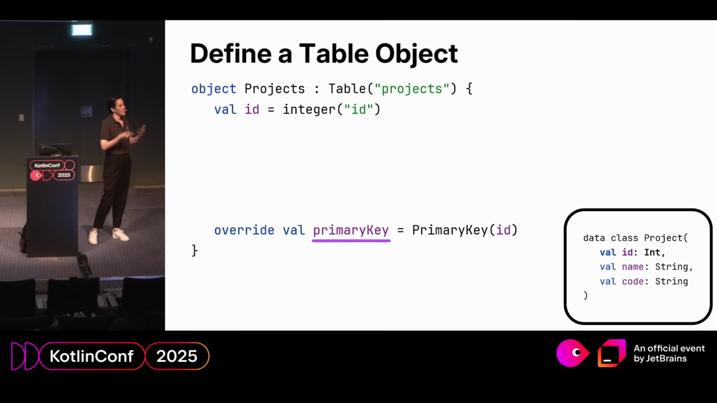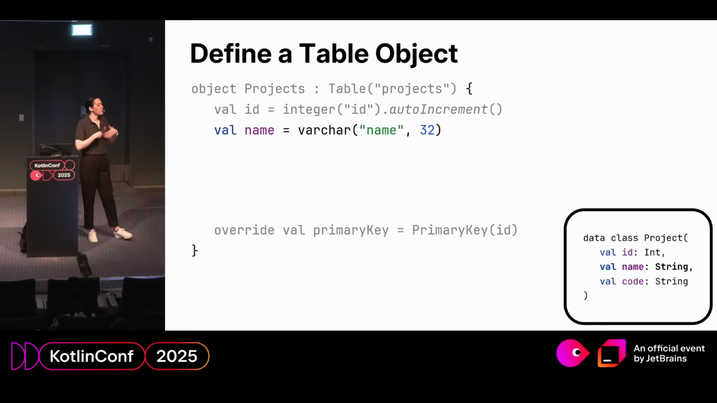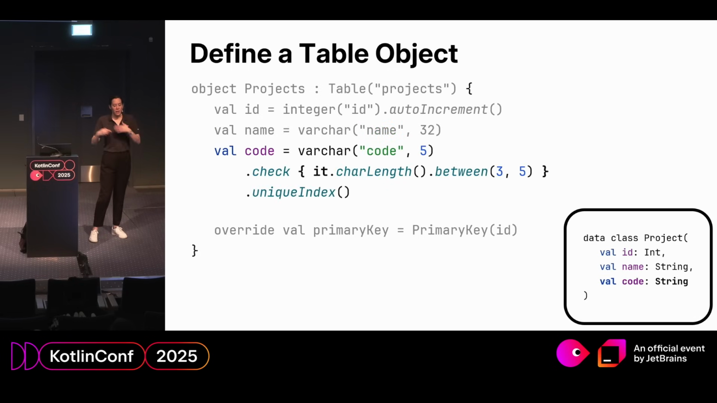It comes with specific table properties like a primary key. And columns themselves have methods that allow you to define their settings. For example, defining that our column is going to auto-increment on the database side. We can register as many columns as we want, like a column to store strings, and another one that has a check constraint and a unique constraint.